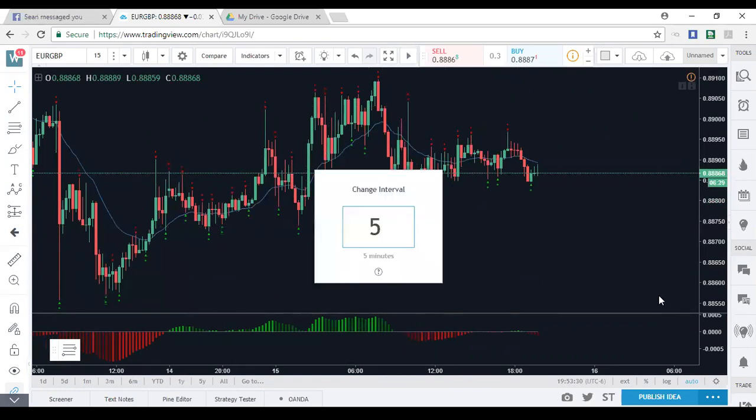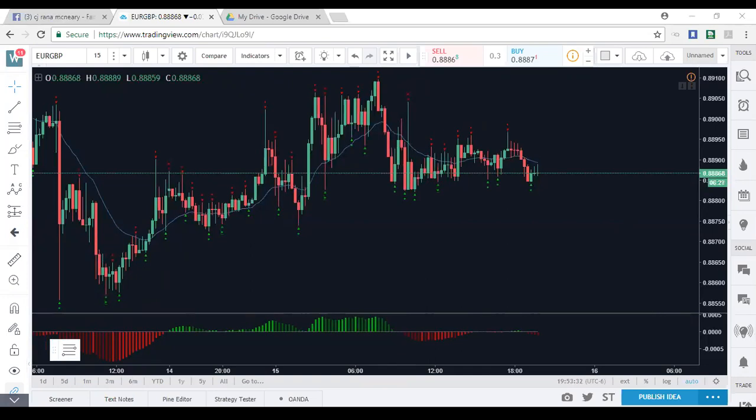So, 5 impulse waves, 3 corrective, equals 8 total. All right, guys. Any other questions?